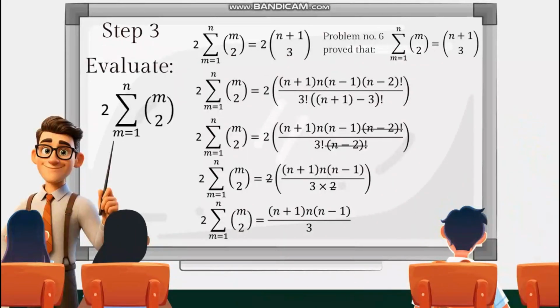For our step 3, we are going to evaluate 2 times the summation of m taken 2 from 1 to n, and by using problem number 6 proven statement, we have 2 times the quantity of m plus 1 taken 3. By applying the binomial coefficient, we have 2 times the quantity of m plus 1 times n times the quantity of n minus 1 times the quantity of n minus 2 factorial all over 3 factorial times the quantity of n plus 1 minus 3 factorial. And by dividing out common factors, which are the quantity of n minus 2 factorial and 2, we have the quantity of n plus 1 times n times the quantity of n minus 1 all over 3.